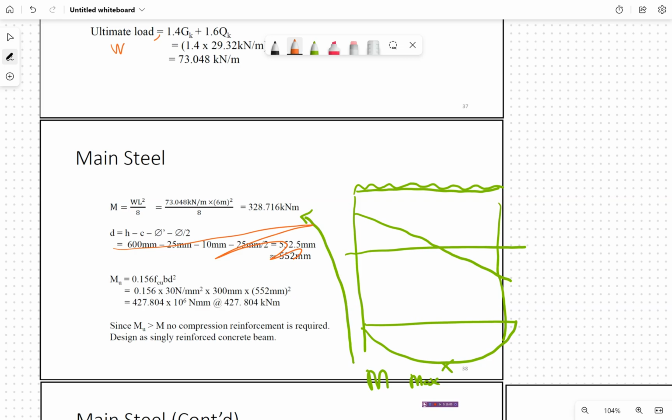Okay. MU here is referring to ultimate moment resistance. Meaning, bila you design, if you use the dimension ataupun besar area dia macam ni, maksudnya design beam macam ini, jadi sebanyak inilah that beam boleh resist. Therefore, we must make sure that M is less than MU. Okay.